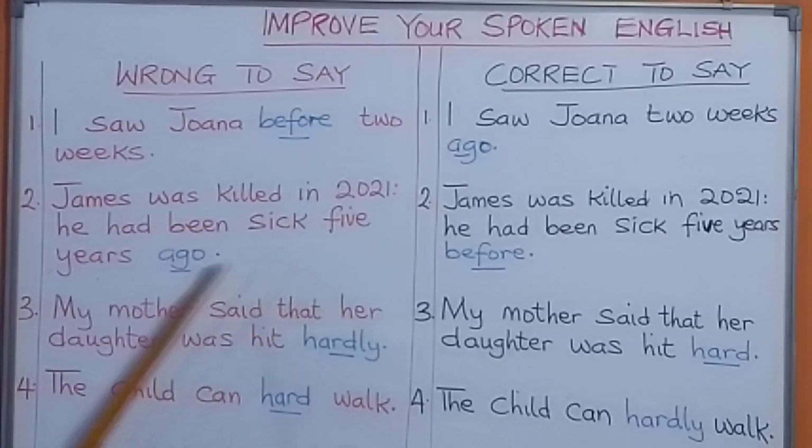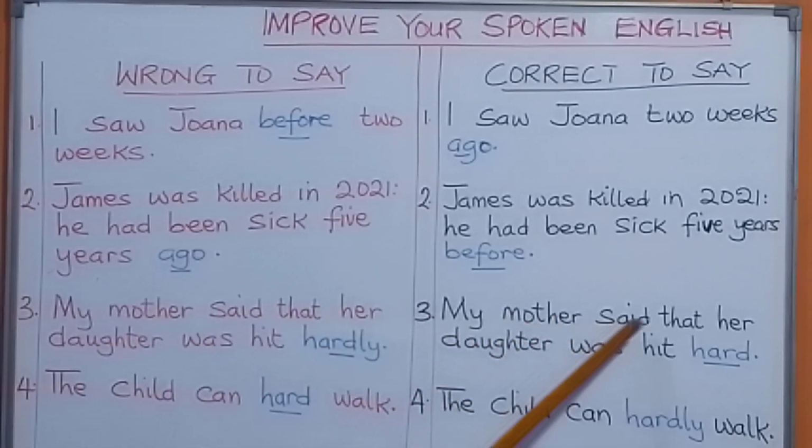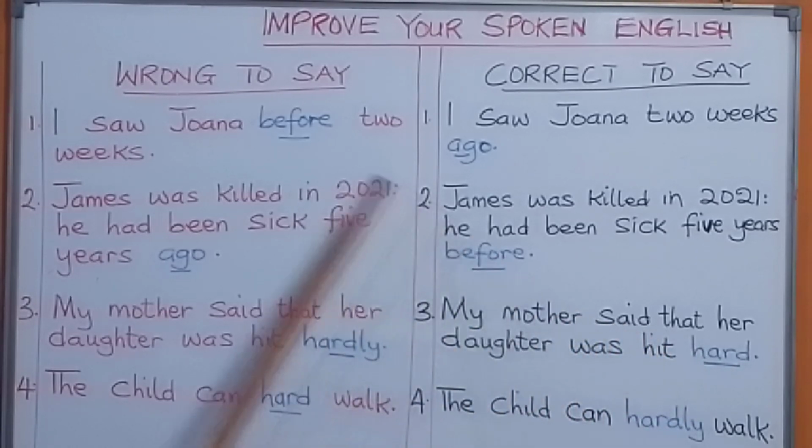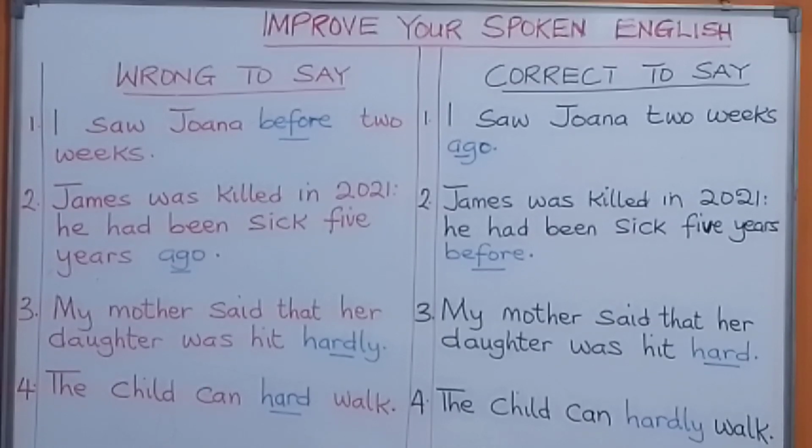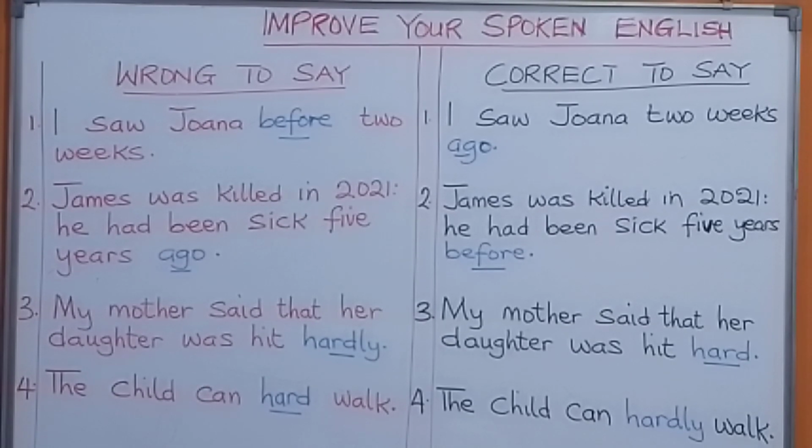Wrong to say, my mother said that her daughter was hit hardly. Say, my mother said that her daughter was hit hard. That is severely. Wrong to say, the child can hard work. The child can hardly walk. We can hardly do this work. We can hardly finish that job. So that is that with the use of before, ago, hardly, and hard.